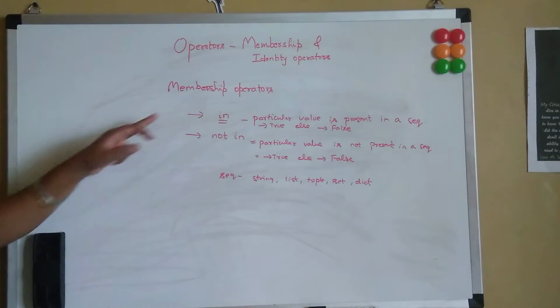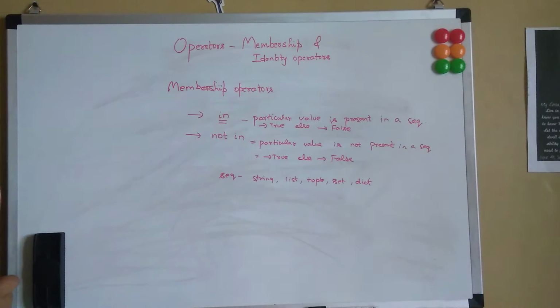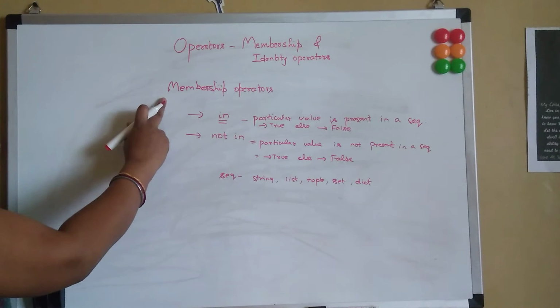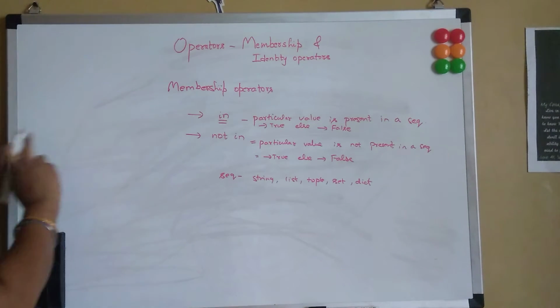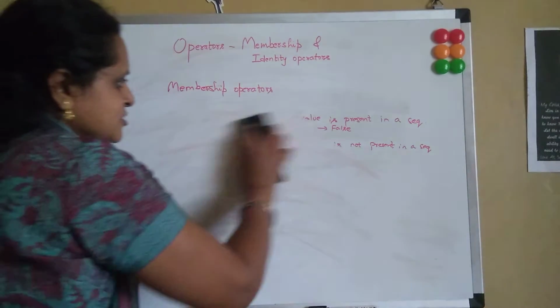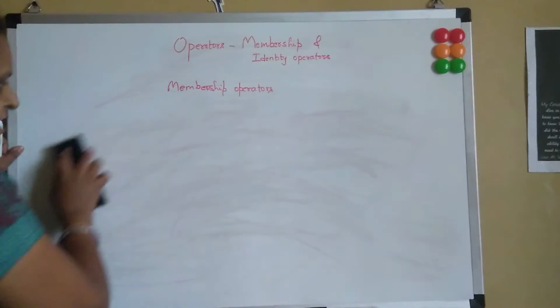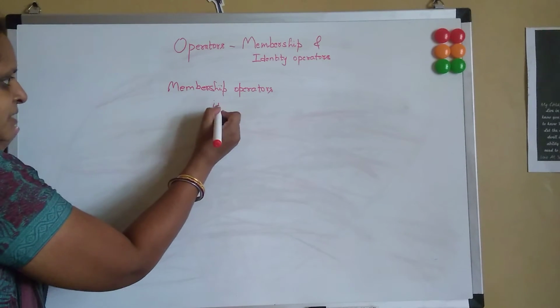So friends, hope it is clear for you. The in and not in are the two membership operators which are present in the Python programming language. These operators were not present in the C programming language. They were newly introduced in Python. So now let's look into some examples of how it works. First, let us take the in operator.